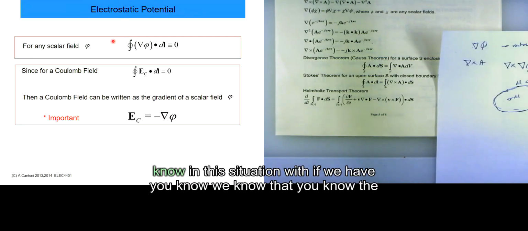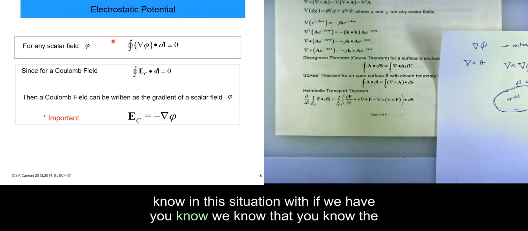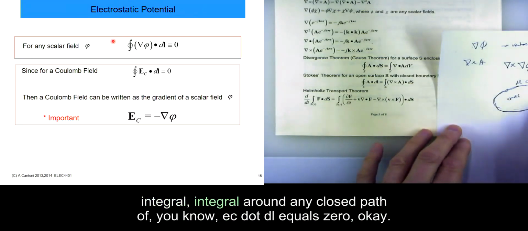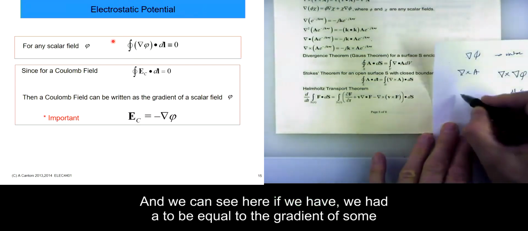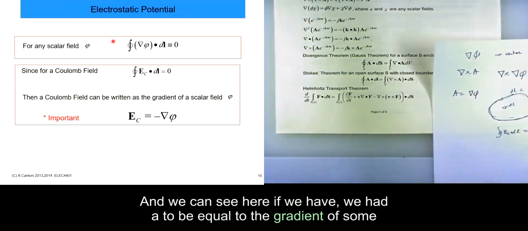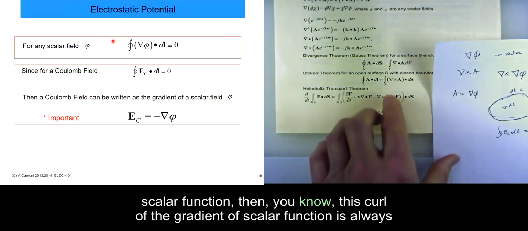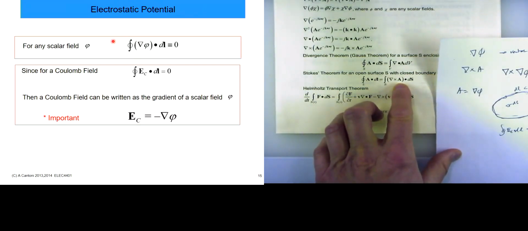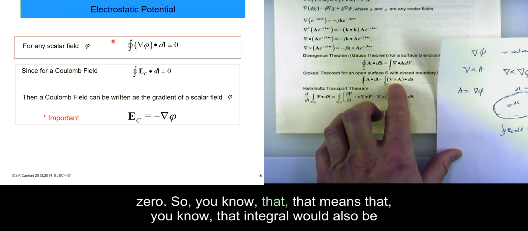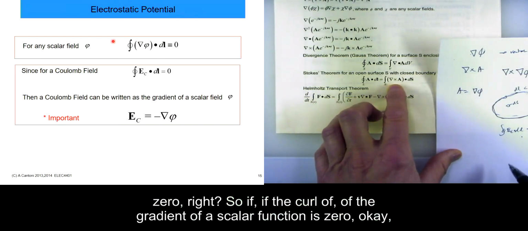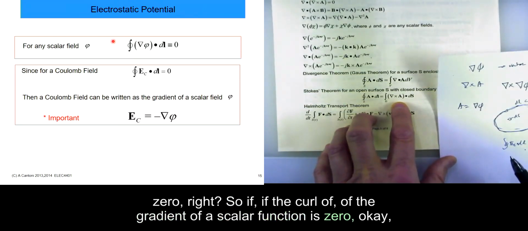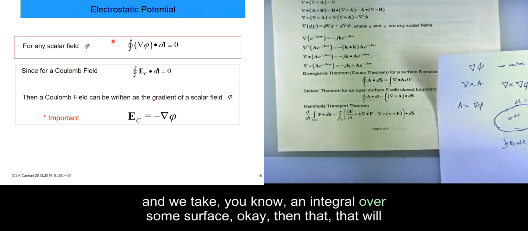In this situation, we know that the integral around any closed path of E_C dot dl equals 0, okay. And we can see here that if A were equal to the gradient of some scalar function, then the curl of the gradient of a scalar function is always 0. So that means that integral would also be 0, right? If the curl of the gradient of a scalar function is 0, and we take an integral over some surface, then that will also be 0, okay.